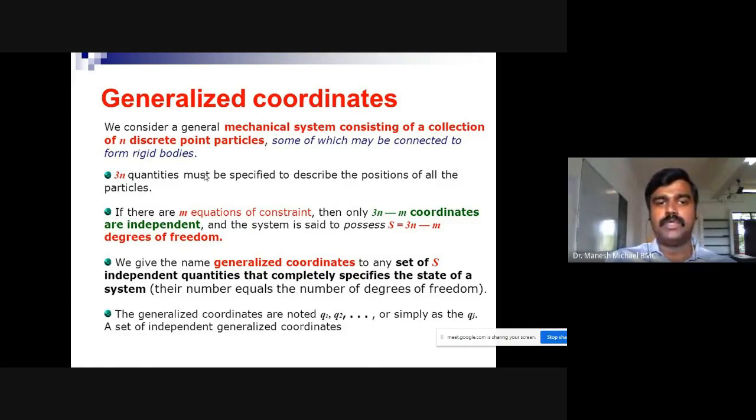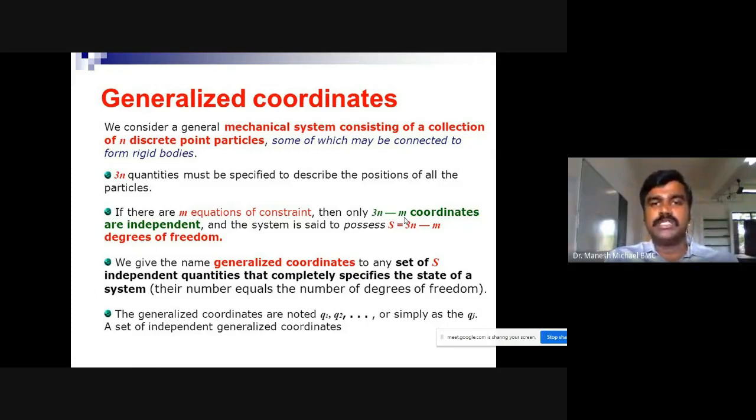Suppose you have m number of constraints existing in that system. You need 3n number of coordinates and m number of constraints. So the minimum number of coordinates can be obtained by subtracting the m constraints from the 3n coordinates. The minimum number of coordinates required is 3n minus m, which are independent coordinates. Here the 3n minus m coordinates are known as the degrees of freedom. That is the minimum number of coordinates.